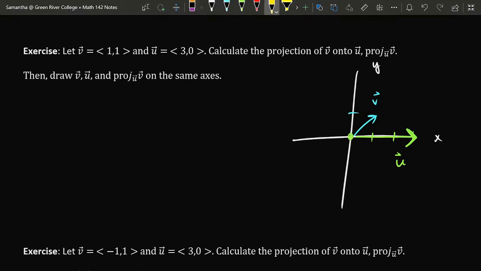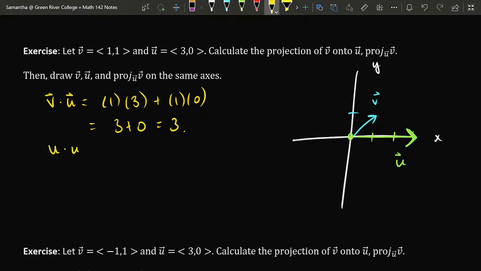Now let's calculate the projection using the given formula. To use the given formula, the first thing that we need is the value of the dot product of v and u together. So that's 1 times 3 plus 1 times 0. That's 3 plus 0, which is 3. We're also going to need u dot u. So that's 3 times 3, and 0 times 0. So that's equal to 9.